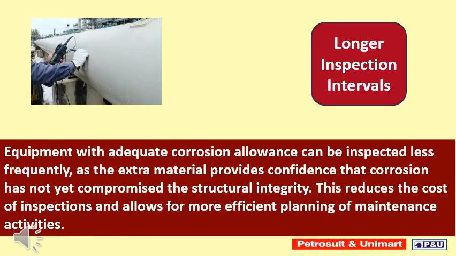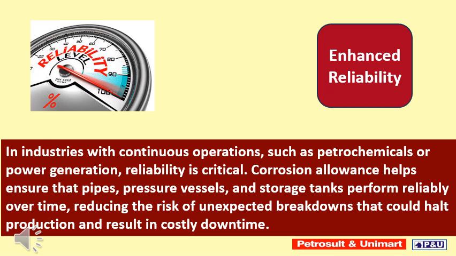Longer inspection intervals. Equipment with adequate corrosion allowance can be inspected less frequently, as the extra material provides confidence that corrosion has not yet compromised the structural integrity. This reduces the cost of inspections and allows for more efficient planning of maintenance activities.